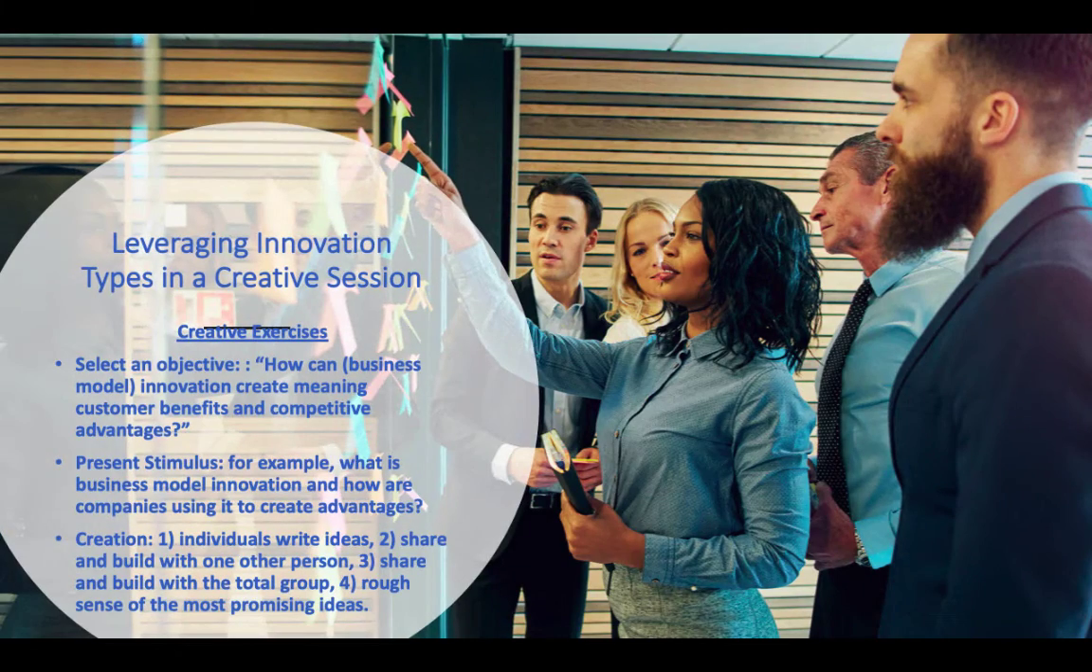And speaking of creative exercises, here's a specific suggestion about how the creative exercise could be used to do that. You start, as you do with every creative exercise in the Quantum Idea Generation 2.0 process, with an objective. For example, in this case, how can business model innovation create meaningful customer benefits and competitive advantages? That's the challenge. That's the objective you give the people in your creative session. That's what you're asking them to do.